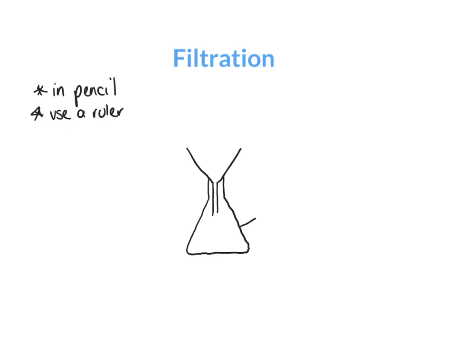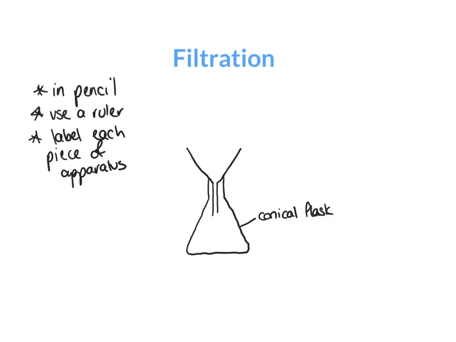Let's label this so we can keep track. So we've got our conical flask. We always label an apparatus diagram. So each piece of apparatus must have a label on it. Yes, we kind of have a universal symbol for each piece of apparatus, but it must be labelled to show what each thing is. And then this is the filter funnel. So that is the filter funnel.